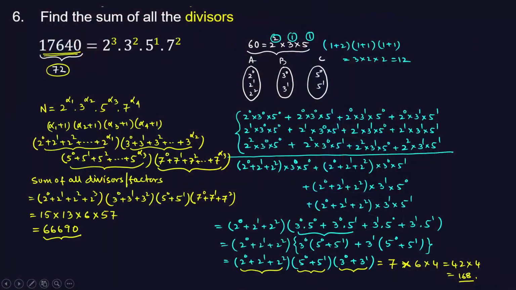So whenever the sum of all the divisors is asked, we will simply see what is the exponent of the primes. Suppose the exponent of the prime 2 is 3, so we will simply add 2 to the power 0 plus 2 to the power 1 plus 2 square plus 2 cube. And then we will find out the exponents of the other primes. In the similar way, we will multiply everything to get the sum of all the divisors. Is it clear to everyone? Absolutely clear? Okay, let's move to the next problem.